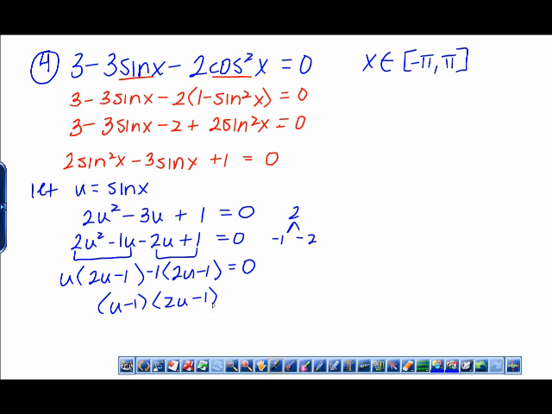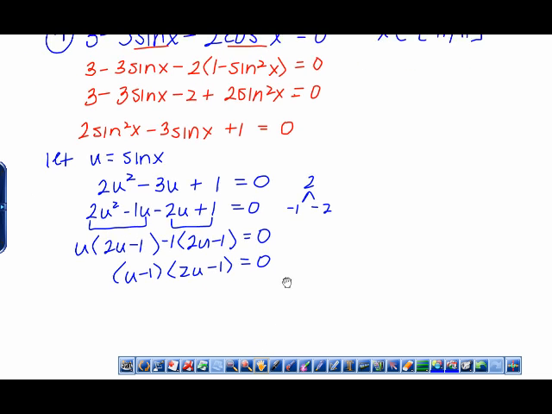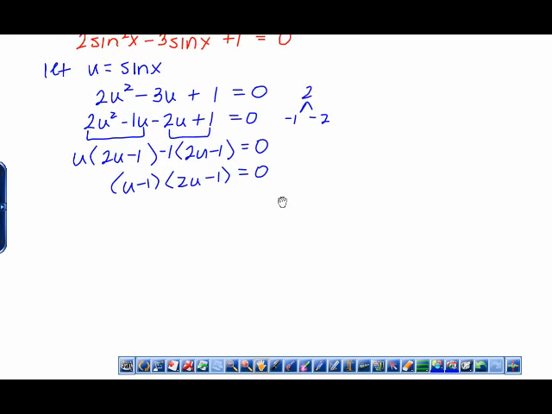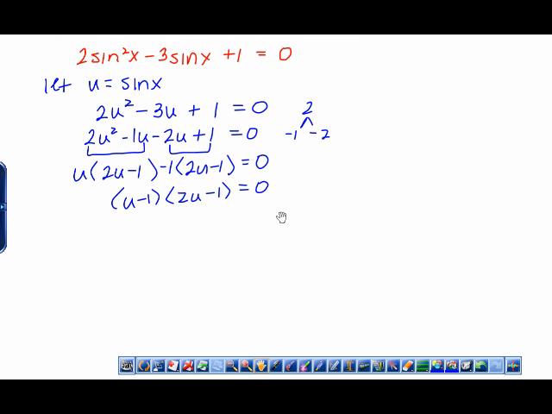into u minus 1. So you might be thinking, oh, factoring, I thought we were done with that. Well, you're not done with it, and you never will be. Factoring is something that you're going to have to remember for a long time. So there's a little review of it. Okay, so now my actual answers for u would be 1 and 1/2.